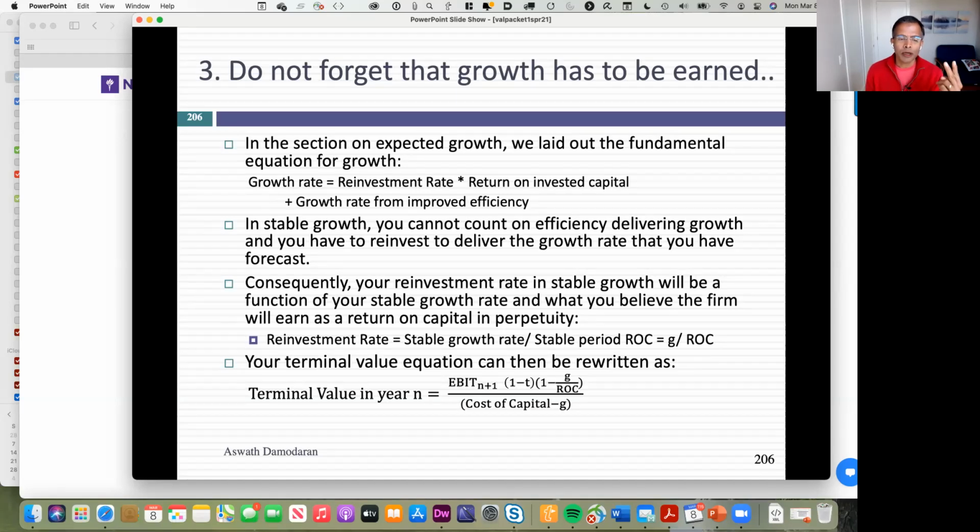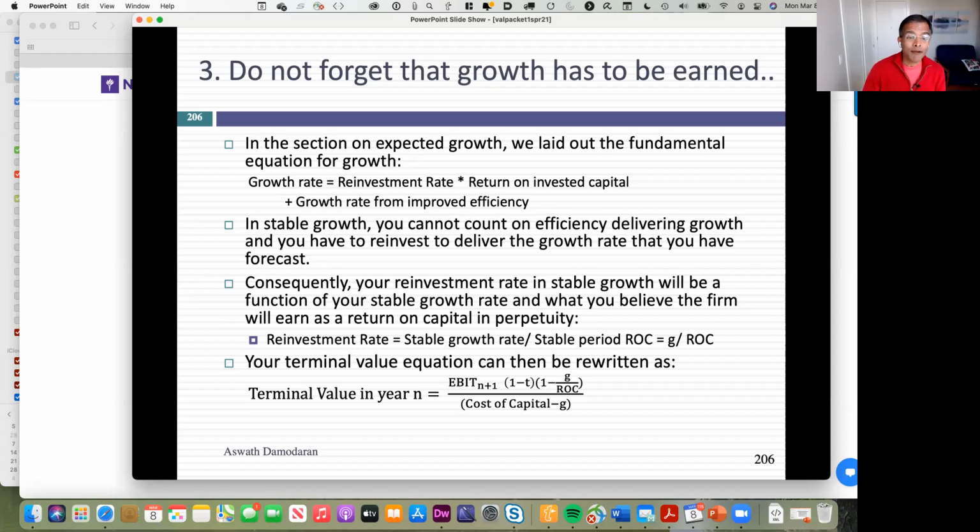Louis, want to help me out here? I have a 2% growth rate, a 10% return on capital. I'm trying to say, how much will I have to reinvest each year? Can you connect those two numbers? 2% growth rate on 10% return on capital. Mm-hmm. You'd have to reinvest 20%.